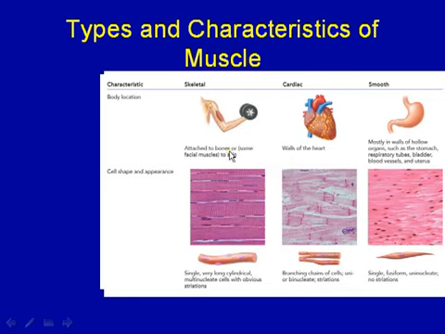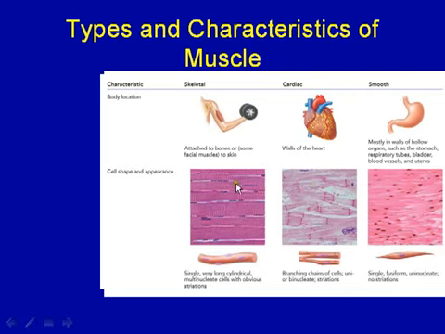Which one's the voluntary one? Skeletal. Which one's the one that is always found in the heart? Cardiac. And then smooth you find around hollow organs, whether it's a blood vessel, part of the GI tract, the bladder, or the reproductive tract. It's around hollow organs: smooth.